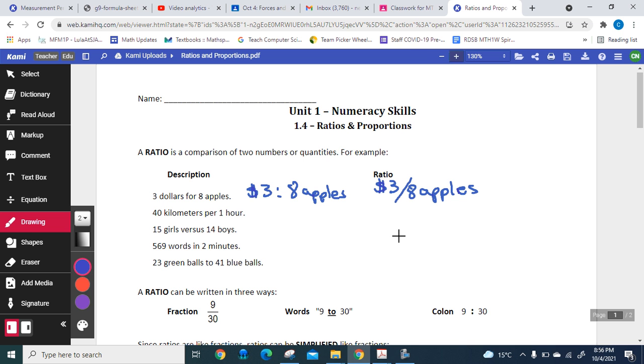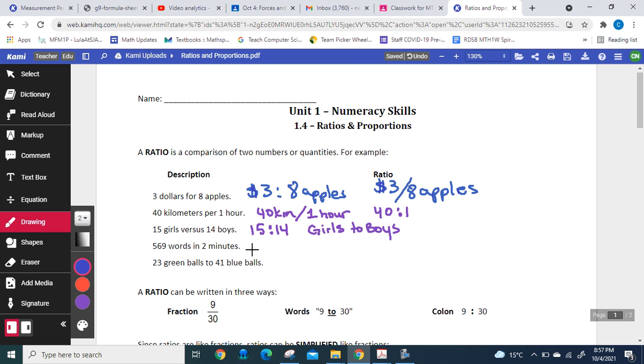setting things up yesterday. If I have 40 kilometers per hour, I've got 40 kilometers per 1 hour. So I could say that as 40 to 1. 15 girls for 14 boys. So we could say 15 to 14 because that was girls to boys.